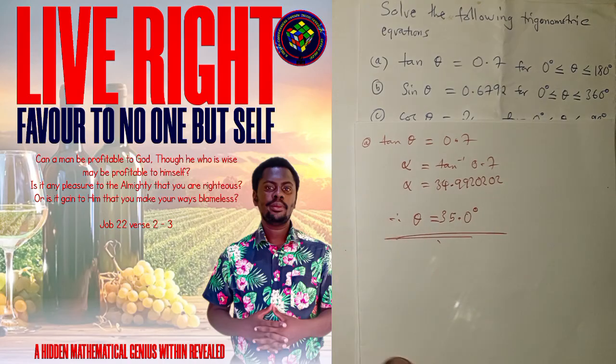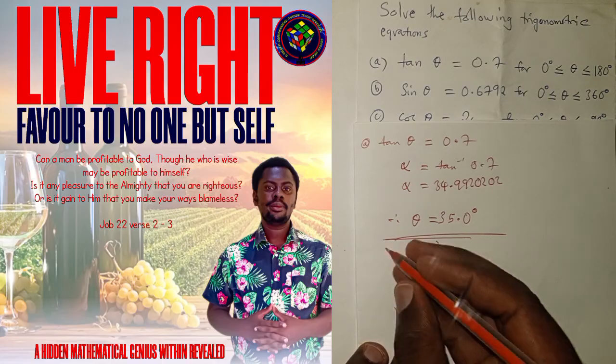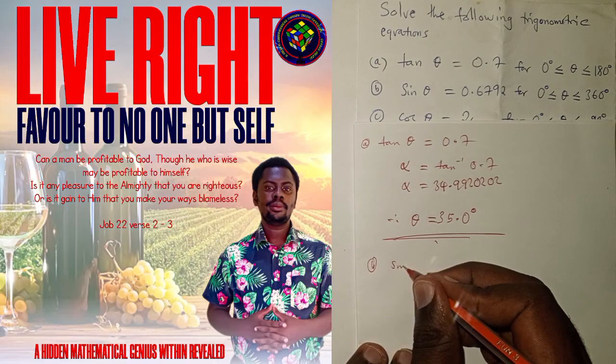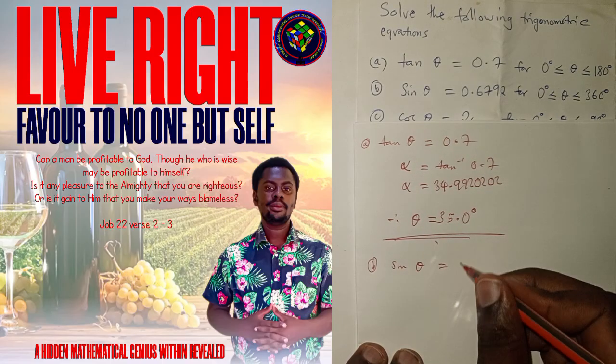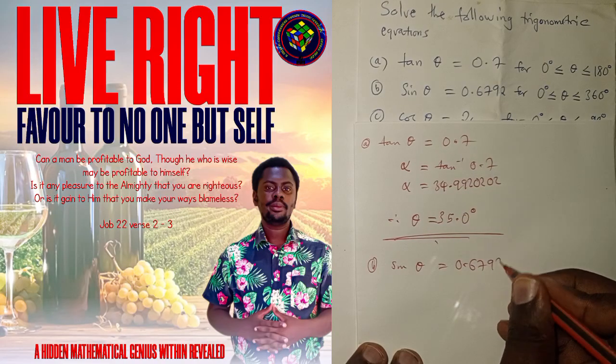Okay, B. For B, we have sine theta is equal to 0.6792.